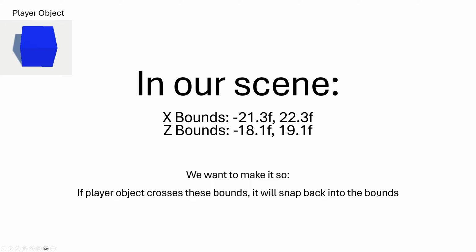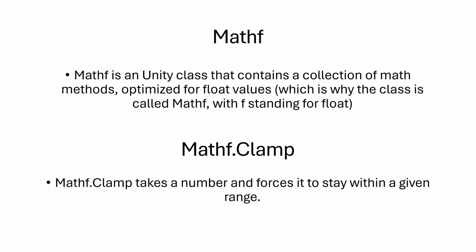We're gonna do this by using a class called Mathf. Mathf is a Unity class that contains a collection of math methods optimized for float values, which is also why the class is called Mathf, with f standing for float. The specific method we're going to use is called Mathf.Clamp. This method works by taking a number and forcing it to stay within a given range.